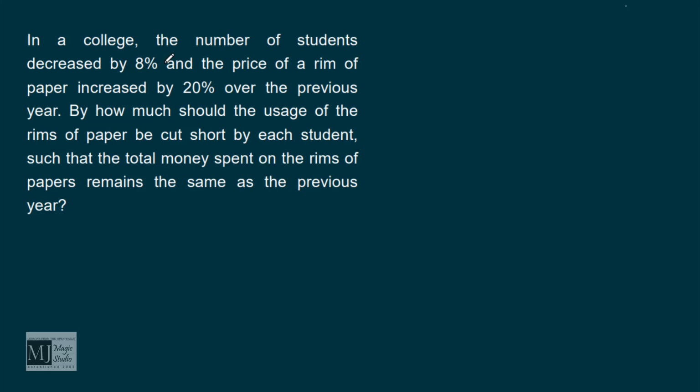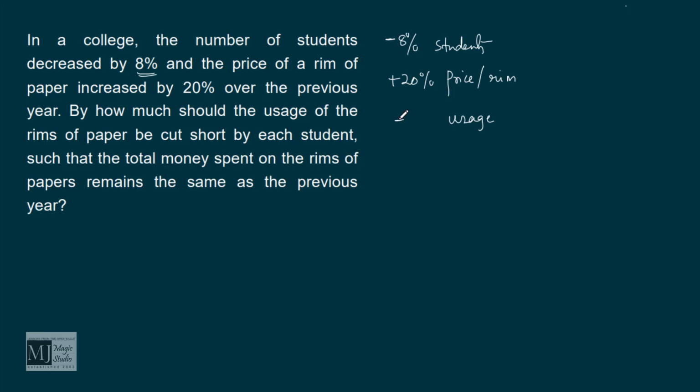In a college, the number of students decreased by 8%. And the price of a rim of paper increased by 20% over the previous year. By how much should the uses of the rims of paper be cut short by each student such that the total money spent on the rims of the papers remain the same as the previous year?